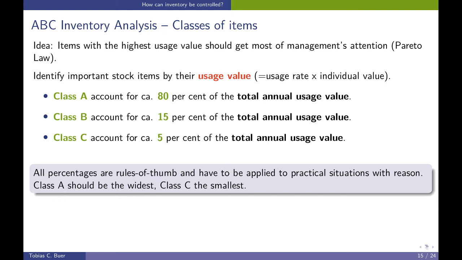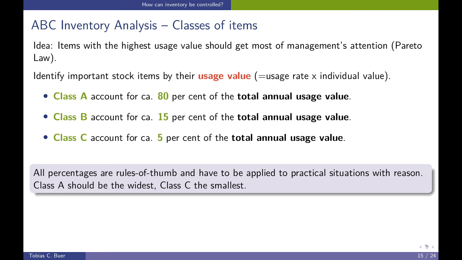In the ABC analysis, we apply directly the Pareto Law. The items with the highest usage value should get most of our attention. The usage value is defined by the number of items we need or use in one year or in one period of time, times the value of these items.